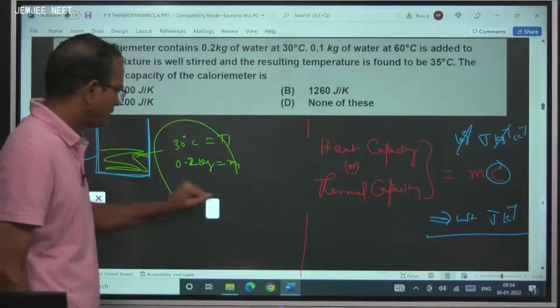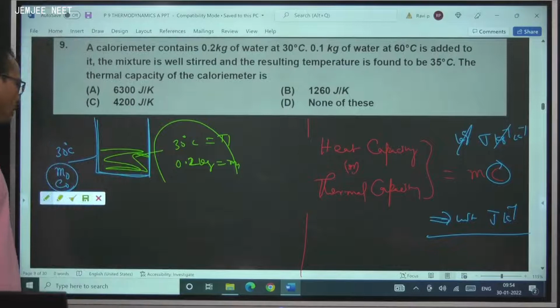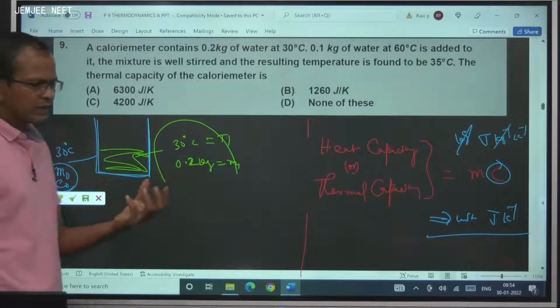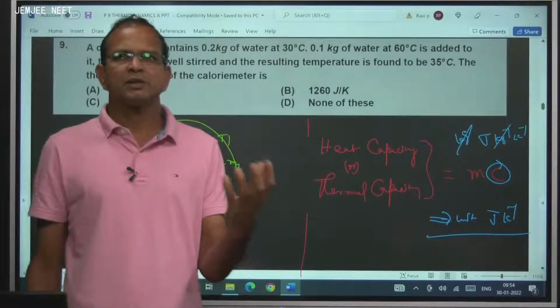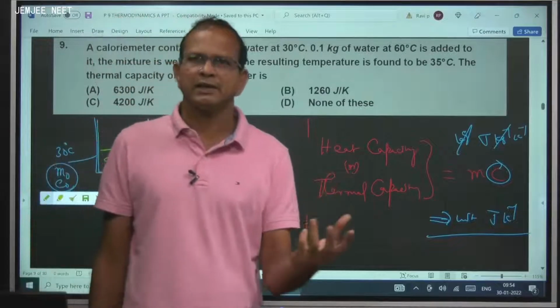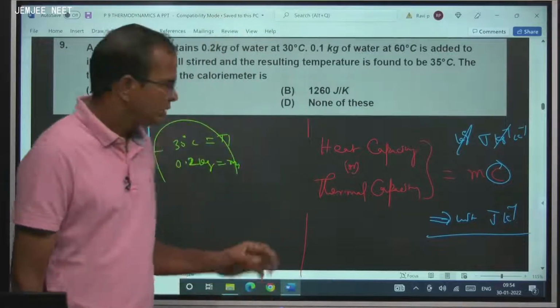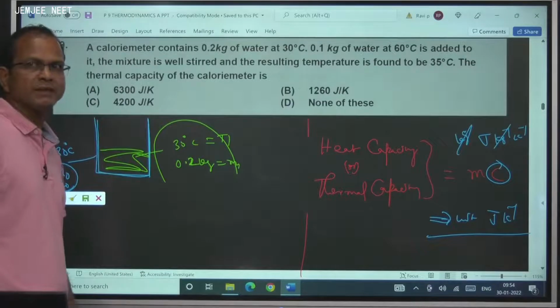Now these two fellows are in a thermal equilibrium. Are they? Because if you keep a cup of hot coffee, the temperature of coffee is not different from that of the container. It is the same. Now these two fellows have got the same temperature.